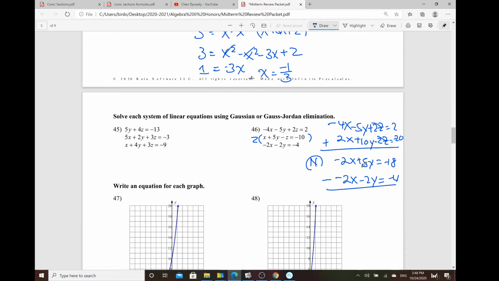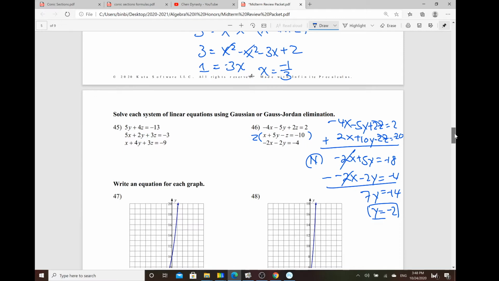So basically just subtract. This one got canceled. 5y minus negative 2y is 7y. Negative 18 minus negative 4, so that'll be negative 18 plus 4, which is negative 14. So y equals negative 2. And then for the rest, just plug in a number back here, solve for x, and then plug in x and y and solve for z. So it's pretty straightforward. Again, I'm just showing you the way to get started with the problem, not showing you the whole thing right here. So you should know what to do with the rest of this.